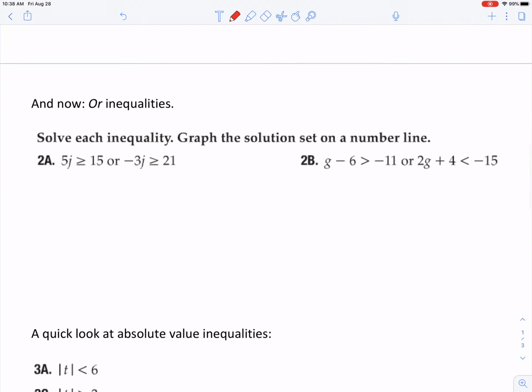Now we get to try or inequalities. So this time, I tell you to go to the store and buy a yellow fruit. And if you purchased a banana, that is a yellow fruit. Oh, no, I'm sorry. I said buy something that is yellow or a fruit.